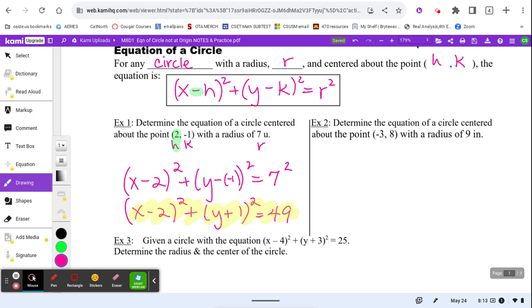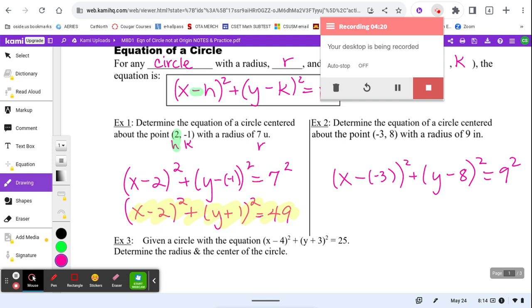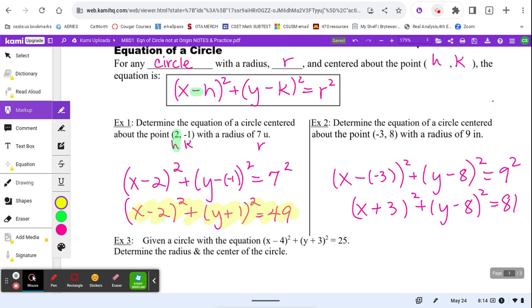So now we're going to determine the equation of a circle centered around the point (-3, 8). Pause the video and try it. So (x minus a -3) squared, (y minus 8) squared, and then 9 squared. Okay, so this x minus a -3 is going to turn into a plus again. Did you get that part? And then this is just y minus 8. And what's 9 squared? It's 81. How'd you do? There's my equation of a circle.